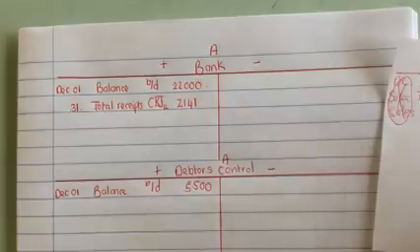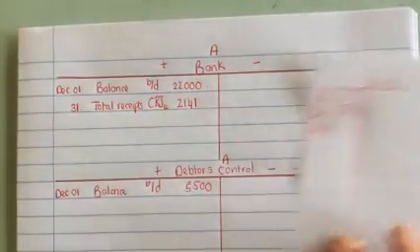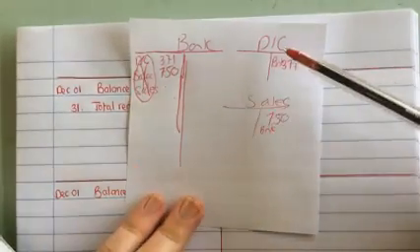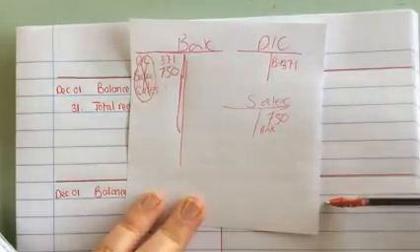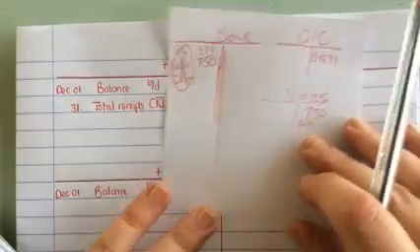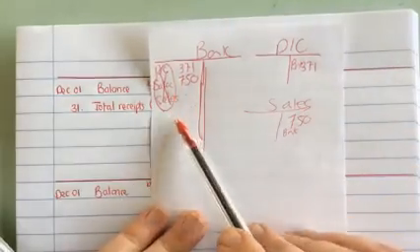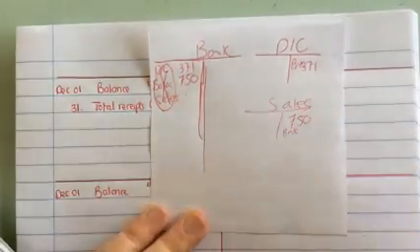Now, the rule is that for every debit, there must be a credit. So can you see which accounts am I going to credit? Debtors control, sales, all the accounts that were debited in bank. There's an exception. Would cost of sales ever appear on the debit side of bank or on the credit side for that matter?